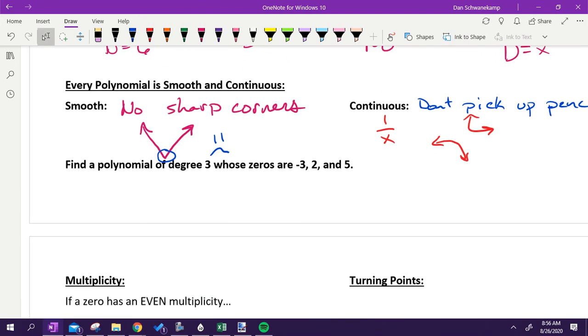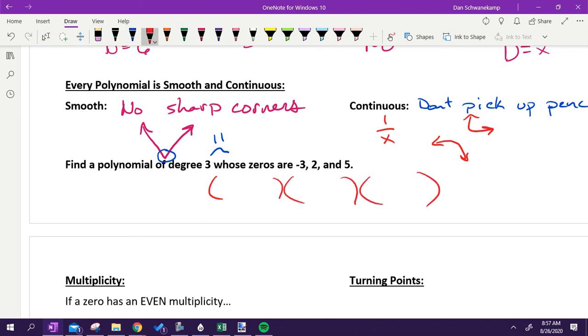Don't let this be hard. Find a polynomial of degree 3 whose zeros are -3, 2, and 5. We did this in Bellwork. A polynomial of degree 3 whose zeros are -3, 2, and 5. In Bellwork, I made you find a quadratic. Here, I'm making you find a polynomial. Who cares?